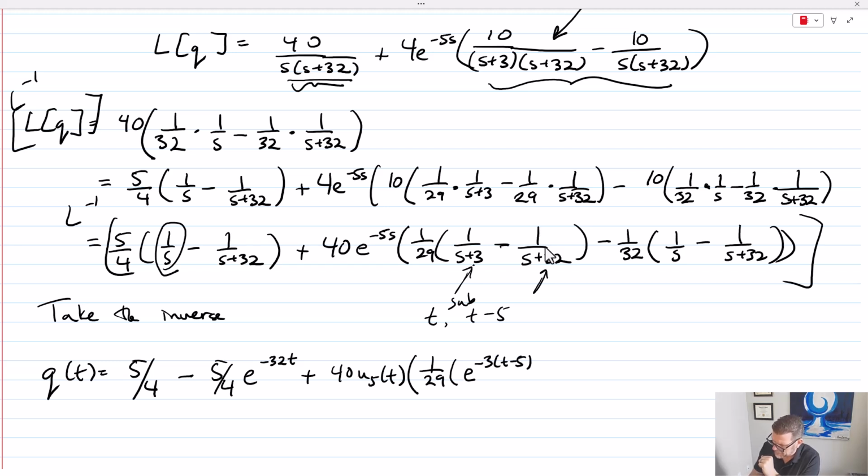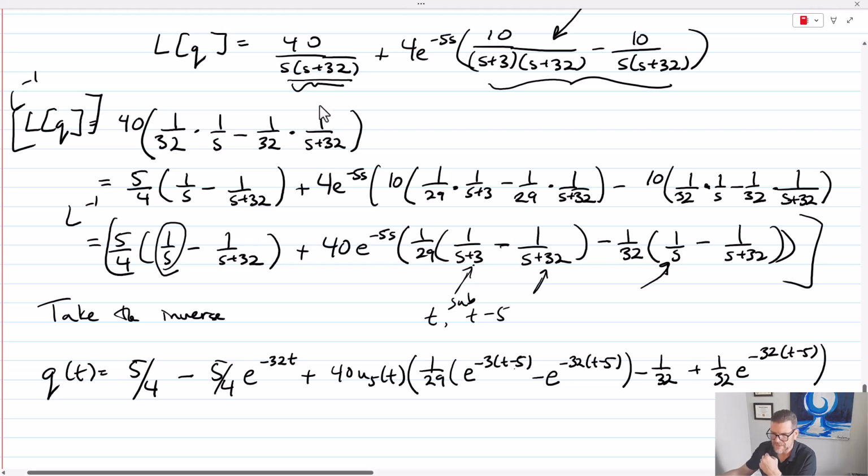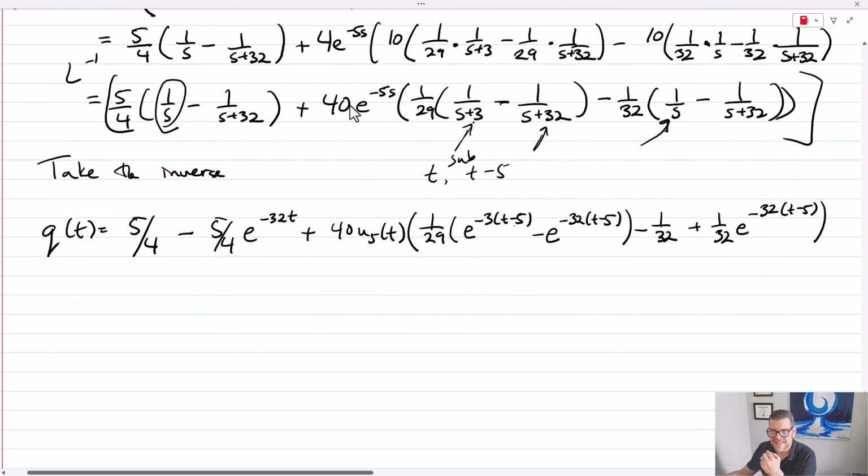So there's the first part. This would be e to the negative 3t, now it becomes t minus 5, minus e to the negative 32 times t minus 5, minus 1 over 32, and then this is just going to be constant because it's 1 over s, plus 1 over 32 e to the negative 32 times t minus 5. And again, you can add 1 over 32 and 1 over 29 to simplify this a little bit further if you'd like to. All right? And that ends up giving us the solution to our differential equation.